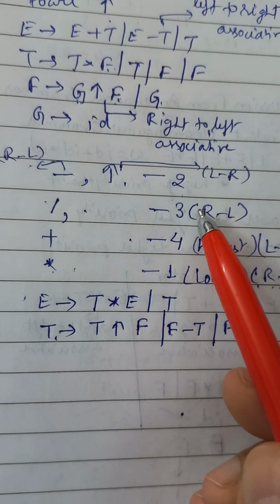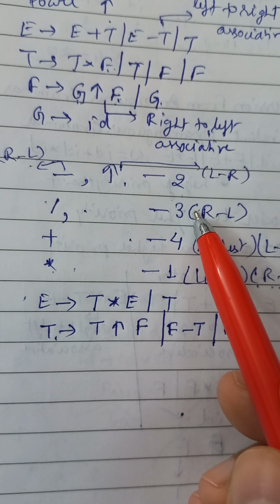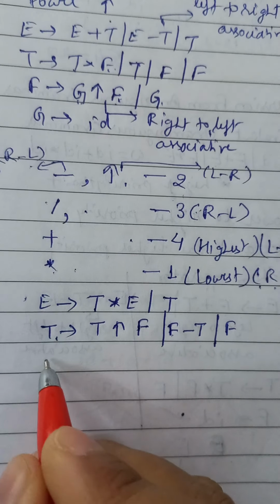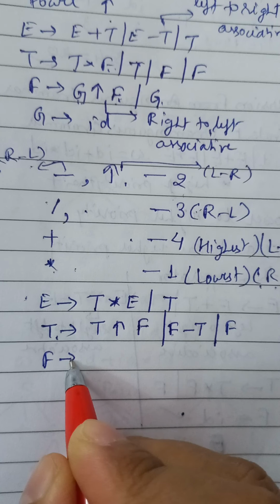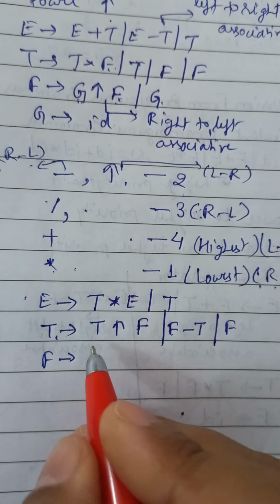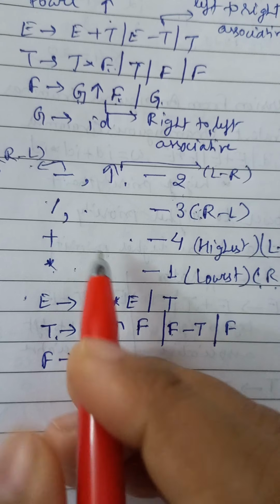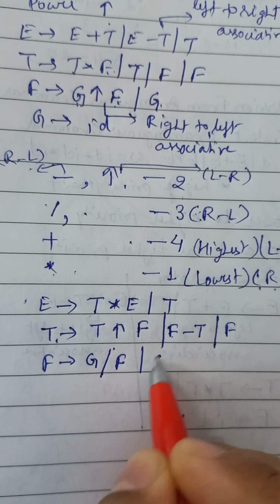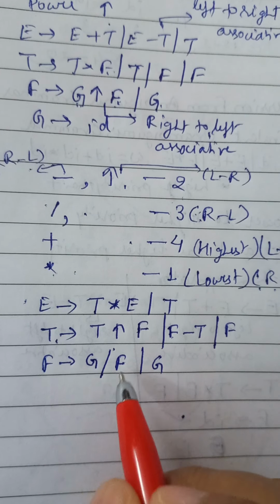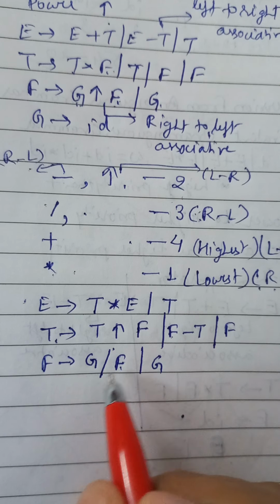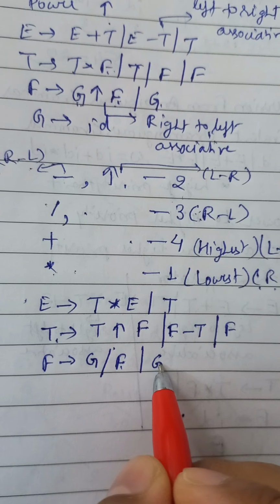Now what is next? On the third level we have this, and this is right to left associative. So how are we going to write it? Because this is right to left associative, first we take the new variable, and what is this? Division, oblique old variable, new variable oblique old variable, new variable, division, old variable oblique new variable.